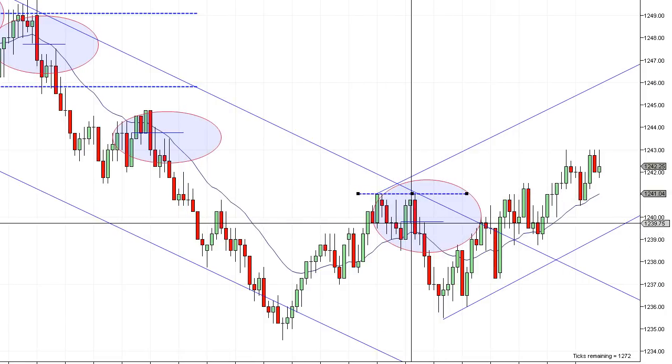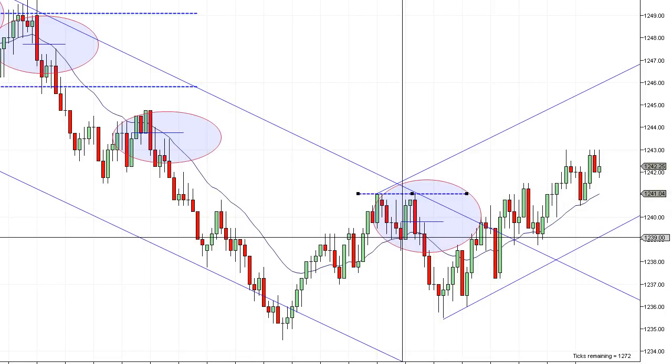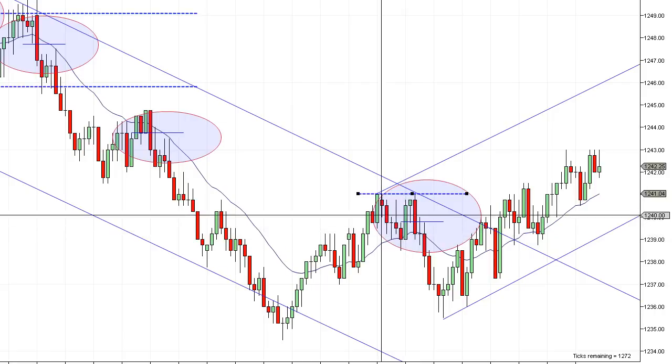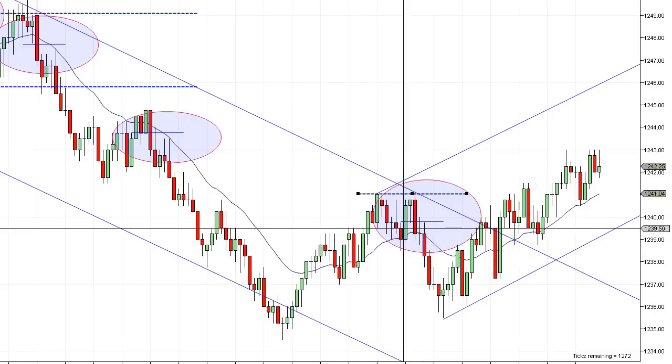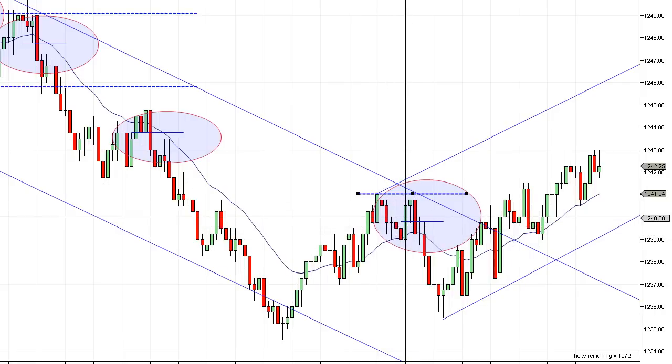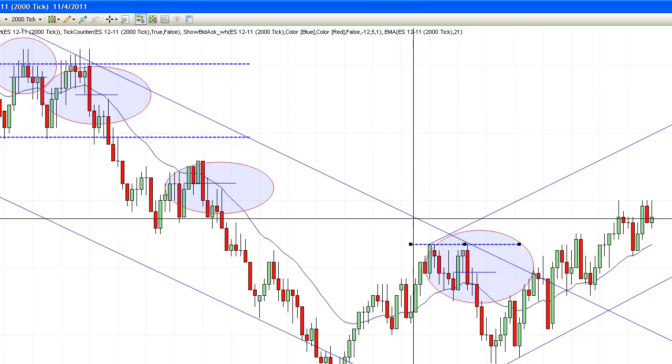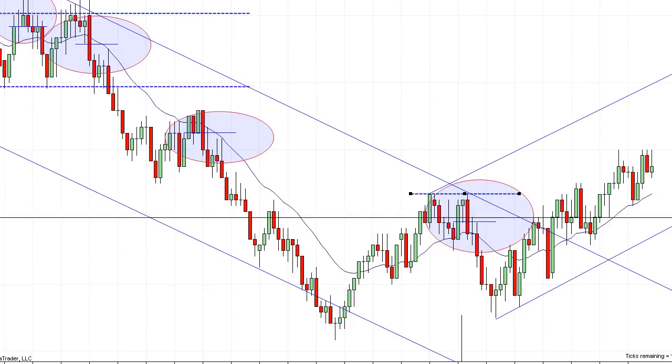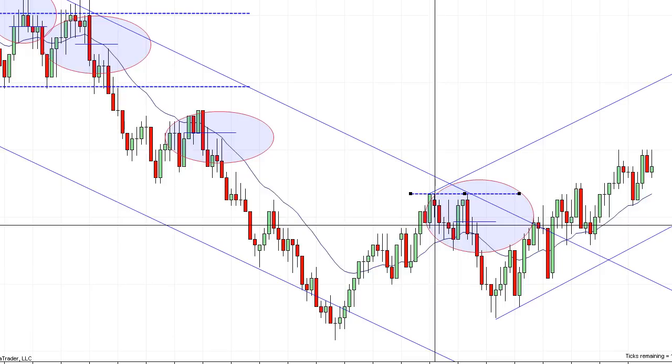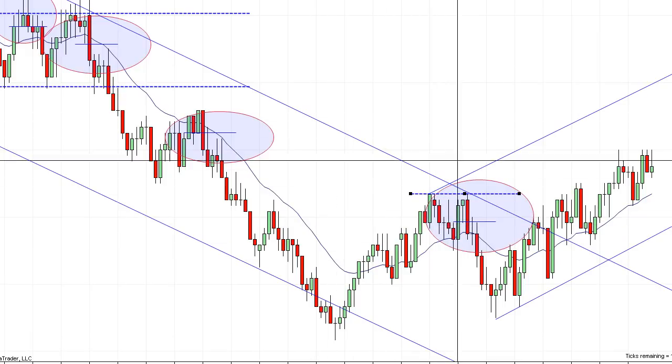And look, this is what's really interesting here. There was actually a 2-legged pullback and then a second entry long right there. But we don't want to go long because there's our trend line. I mean, nobody wants to go long this high. So this is where people get trapped. This is where people make mistakes. Watch those trend lines to keep up with them.